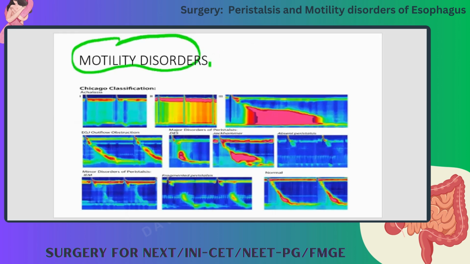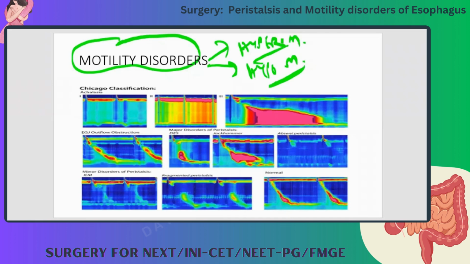Now we move on to motility disorders. There are two types of motility disorders. One is hypermotility and the other will be hypomotility. Yes, simple thing.